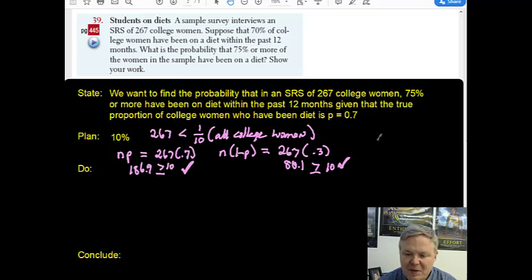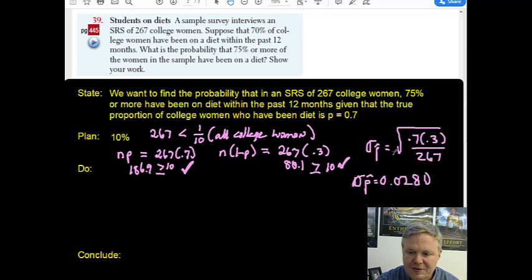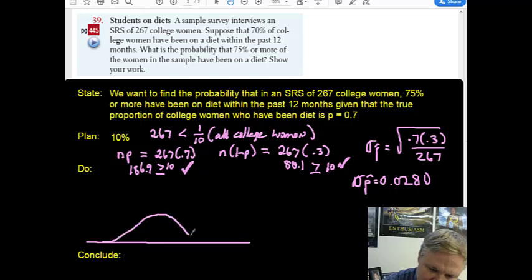And then we want to find our standard deviation of our sampling distribution p hat. All right, so now we've checked our standard deviation of p hat, which we did p times 1 minus p divided by n, and then the square root. So that gives us our standard deviation. Now in the do step, we're going to look at our normal distribution. So if I have my normal distribution here, and we're looking at 0.75, here our mean is 0.7. We want to know where 0.75 is in that range.